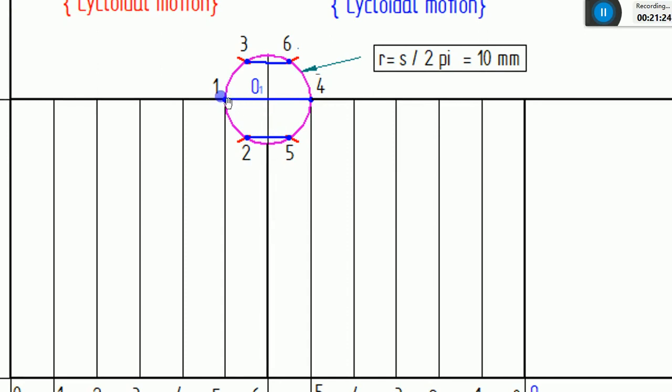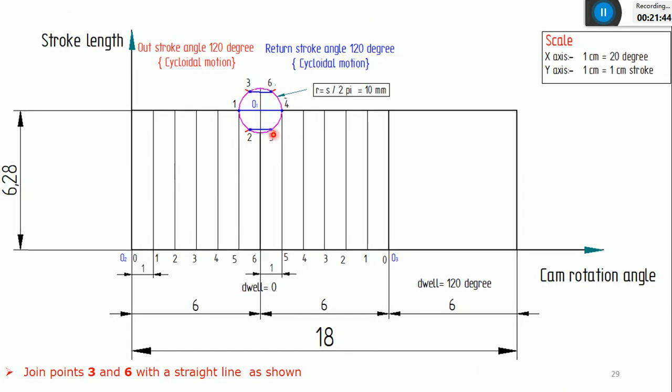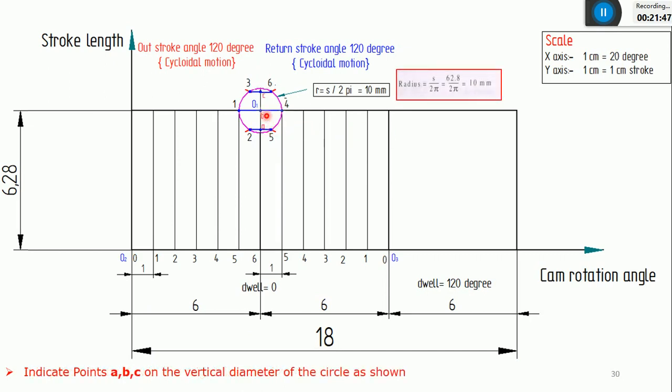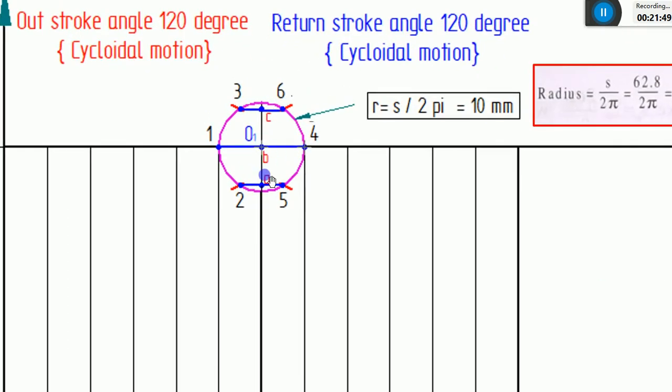In a similar manner, this horizontal line, that is 1 to 4, will intersect the same vertical diameter at this point. This is also one more intersection point. And this 3 to 6 horizontal line will again intersect this vertical diameter of the circle at this point. So these are the 3 intersection points. So I can give the naming as A, B, C. So these are the intersections between these 3 horizontal lines with respect to the vertical diameter of the circle at point A, point B, point C.